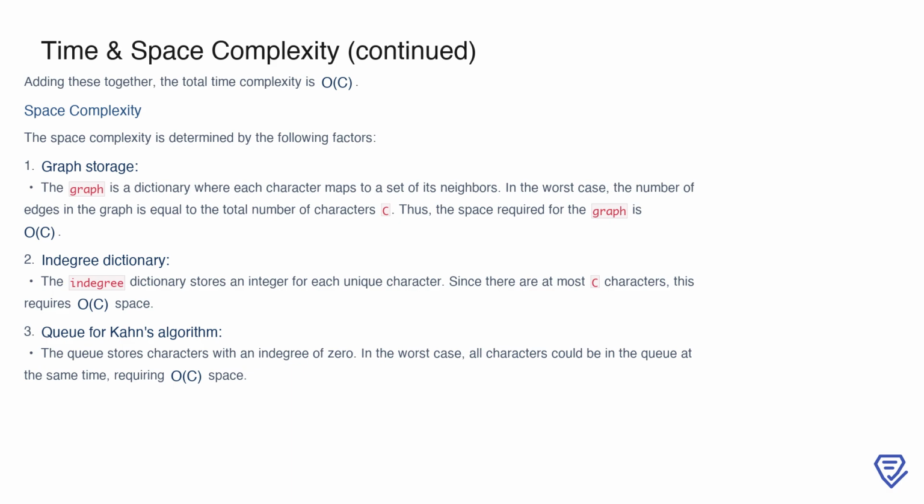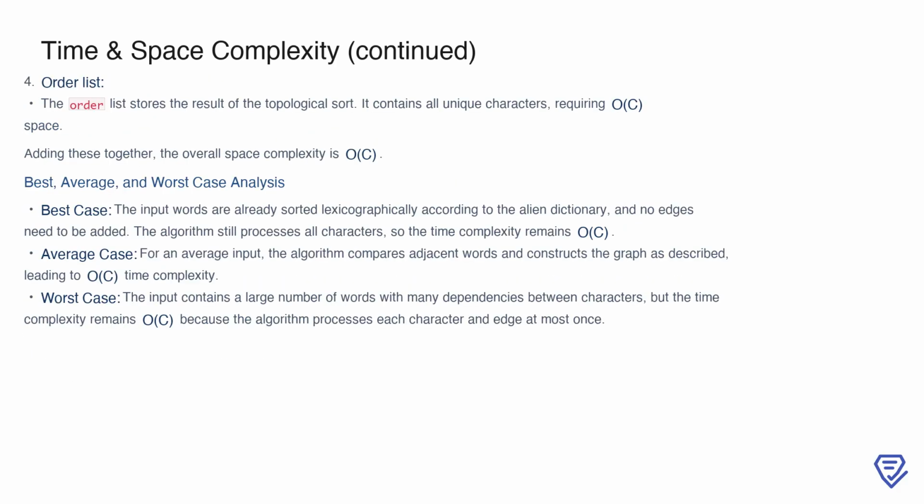Third, we have the queue used in Kahn's algorithm for processing nodes with 0 in-degree. In the worst-case scenario, all characters could be in the queue simultaneously, so the space required is C. In addition to the graph, in-degree dictionary, and queue, we need to account for the order list, which stores the result of the topological sort. This list contains all unique characters, so it requires C space. When we combine all these factors, the overall space complexity is C.